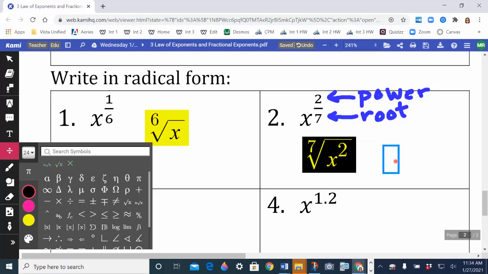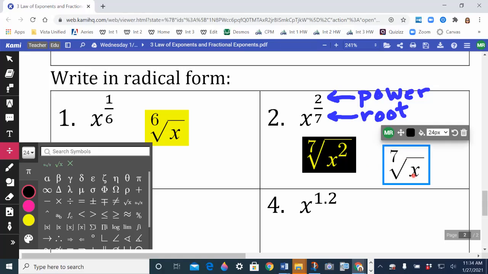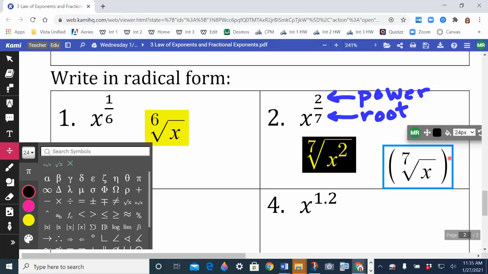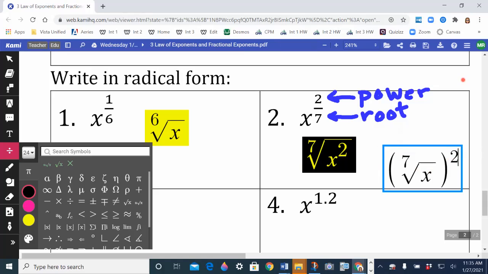instead done the 7th root first. So I could have done the 7th root of x, and then I could have taken all of this and raised that to the power 2. And again, to get the power, you can just do shift and 6. And here, I'm gonna do shift and 6 again, so I get it up a little higher. Okay, and there you go.